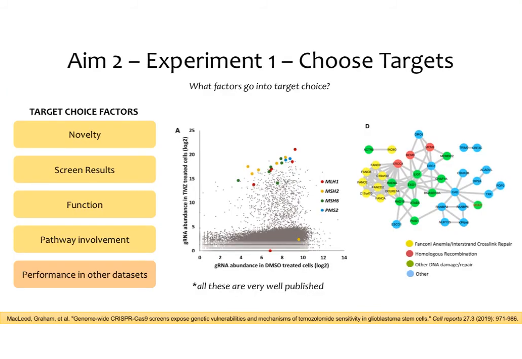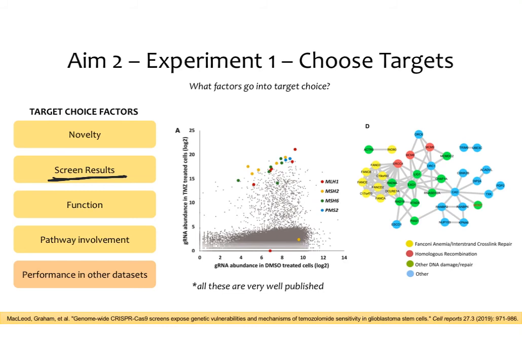So first, let's look at target choice. So our first aim was all about doing the screen. And we did the screen and we checked that it was fine. Now we're on our second aim, which is where we really need to choose our targets of interest and validate them. So we've talked about this before, but as a reminder, some factors that might go into choosing your target are obviously the results of the screen. So which genes are most significantly changed, or which pathways are most significantly changed.